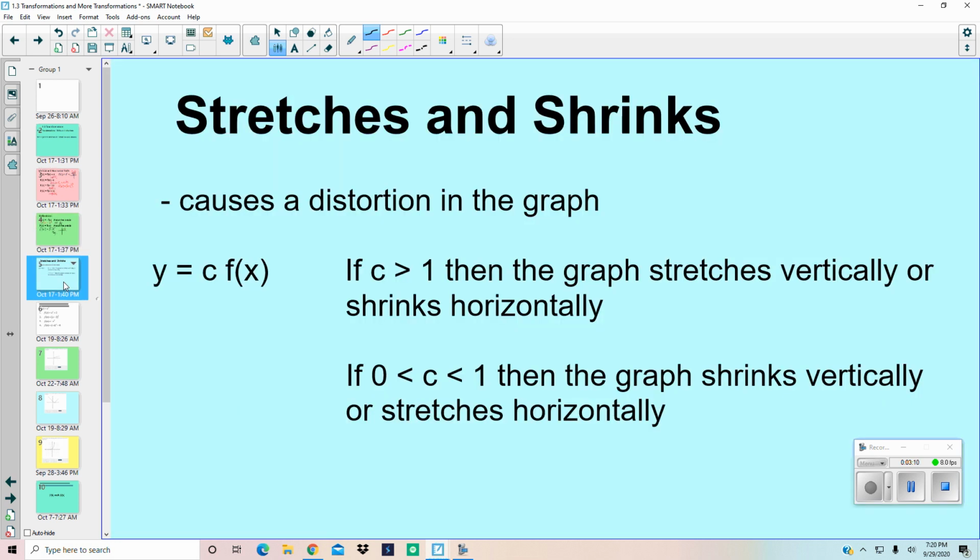A stretch or shrink causes a distortion in the graph. A number multiplied in the front, a coefficient in front that's greater than 1 would stretch the graph vertically or shrink it horizontally. If the number is between 0 and 1, so a fraction or decimal between 0 and 1, the graph would shrink vertically or stretch horizontally. So if you think about a regular parabola, if I elongate it like that, that would be a stretch vertically, but it also would be a shrink horizontally, so it shrinks it in or stretches it out.